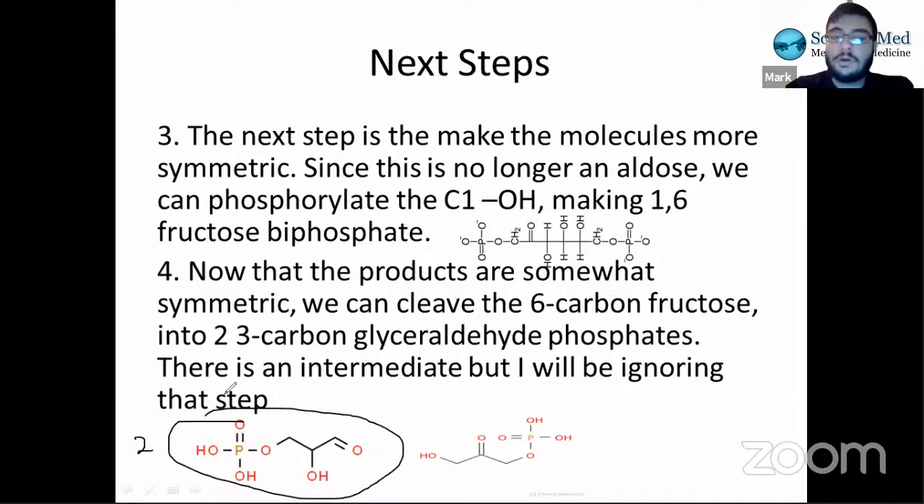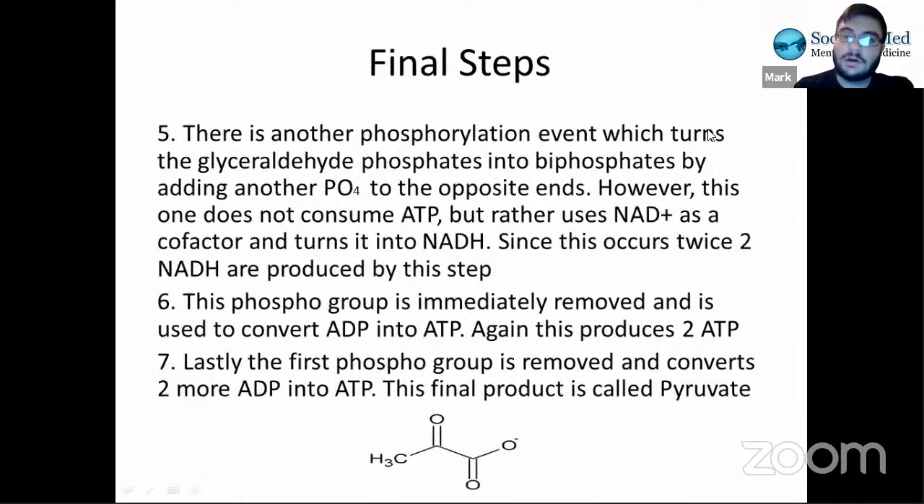Okay. So far, we've had to phosphorylate twice, and we've actually had to use 2 ATPs already, right? So we're at a pretty significant net loss, right? There is another phosphorylation event which turns the glyceraldehyde phosphates into biphosphates by adding another PO4 to the opposite side. So again, we're actually phosphorylating one more time for each 3-carbon, right? And since we have 2 3-carbons, we now have to use up basically 2 more phosphorylations.